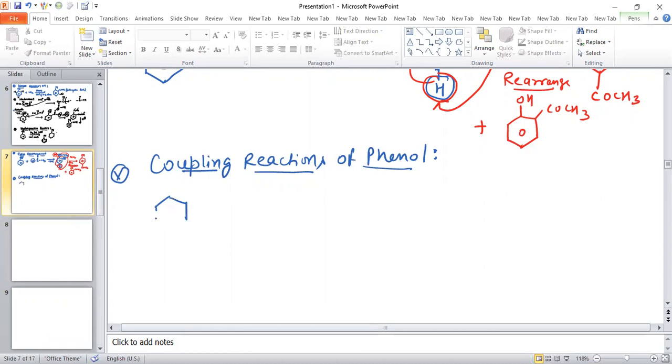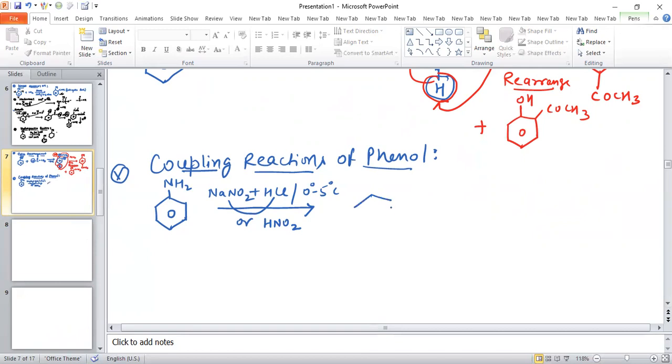So how can we make diazonium salt? This is basically the aniline, and the reaction of aniline with NaNO2 plus HCl at a temperature of 0 to 5 degrees Celsius. At 0 to 5 degrees Celsius, you can also call this reagent HNO2, which is nitrous acid.